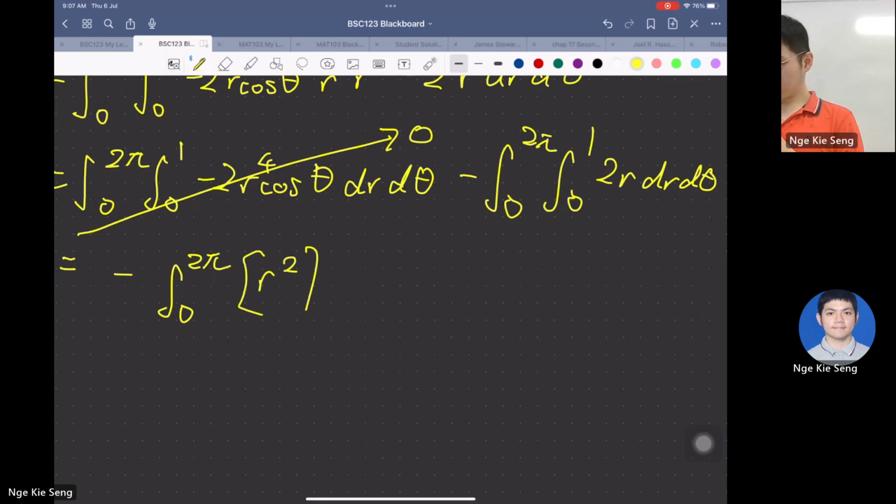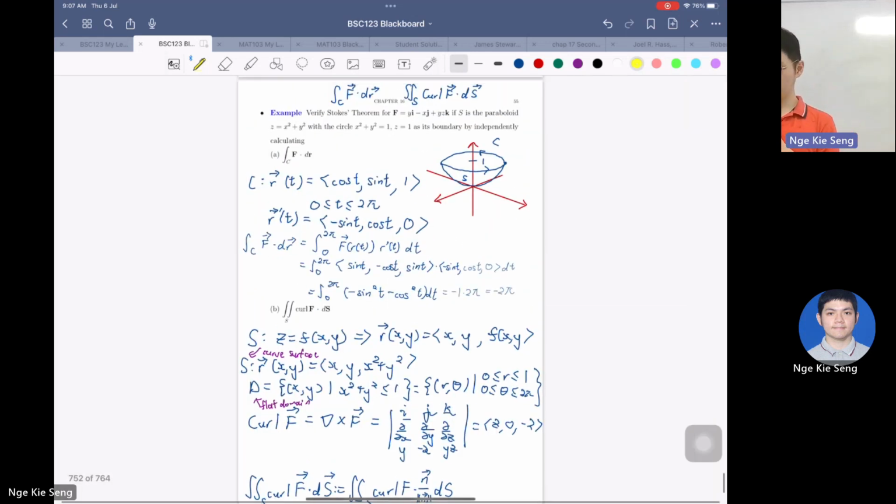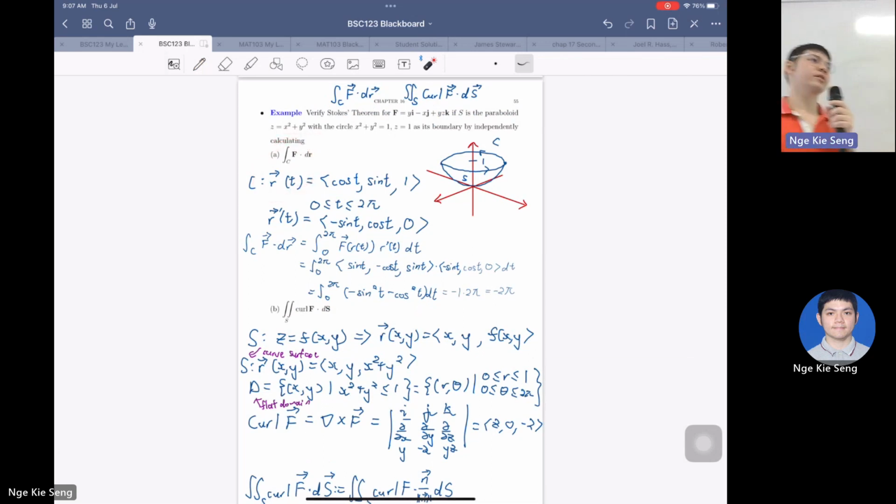So you get dr d theta, which is just 1 and then 2 pi. So negative 2 pi. So we get the same answer with the loop. What's the original answer on the second one?